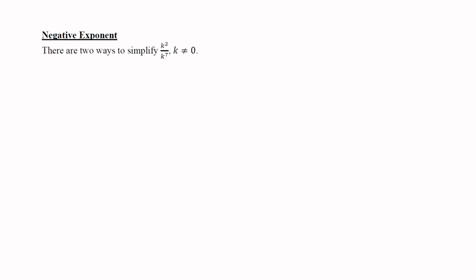Now let's take a look at negative exponent. There are two ways to simplify k squared divided by k to the 7th, where k is not 0. So let's start off by expanding k on the top and k on the bottom. We have k multiplied by itself twice on the top and 7 times on the bottom. If we cancel out 2 k's on the top and the bottom, we're left with 1 over k times k times k times k times k, which is going to give us 1 over k to the 5th.